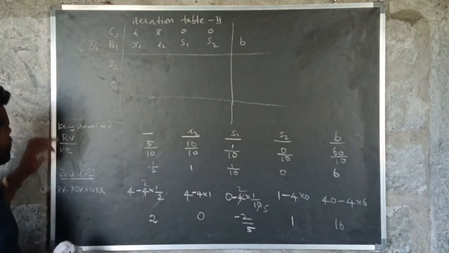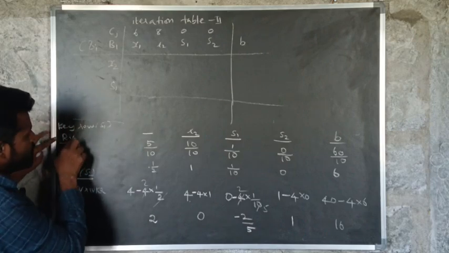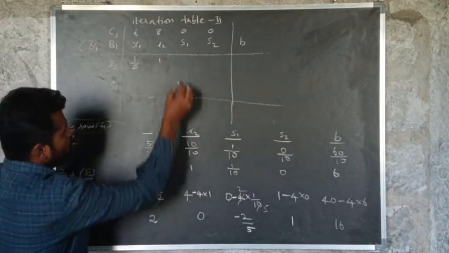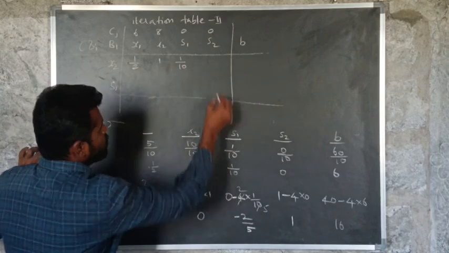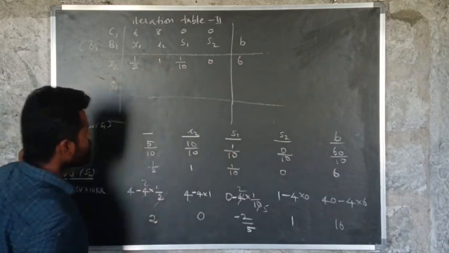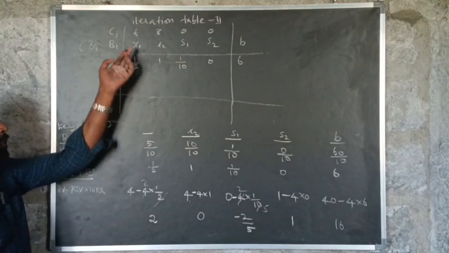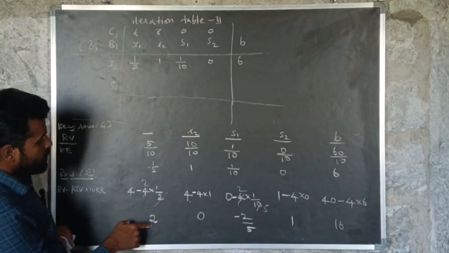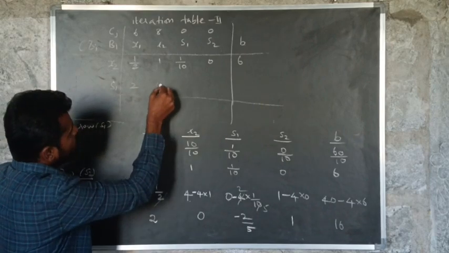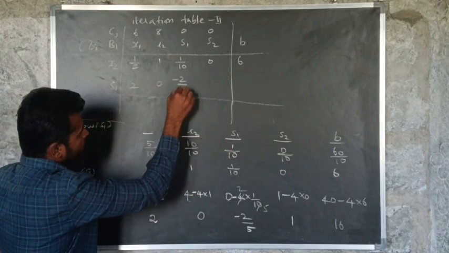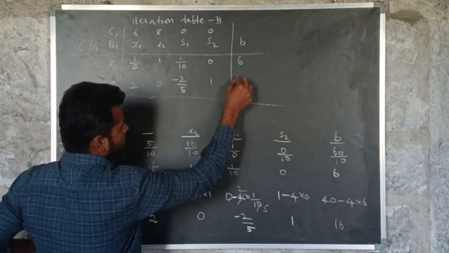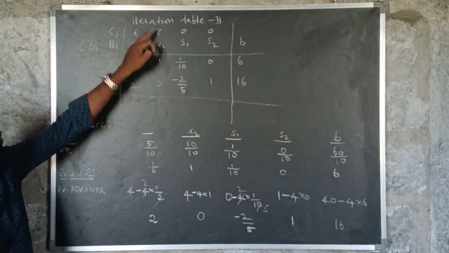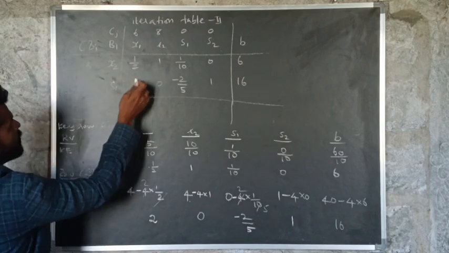Now for the first row, what are the values we found here? Iterated values 1 by 2, 1, 1 by 10, 0 and 6. In the second row, you have to check, because sometimes the key row will be the second row, and that time you have to write accordingly. Here in the second row, what are the iterated values? 2, 0, minus 2 by 5, 1 and 16. Now the coefficient of basis: what is above x2? 8. What is above s2? 0.